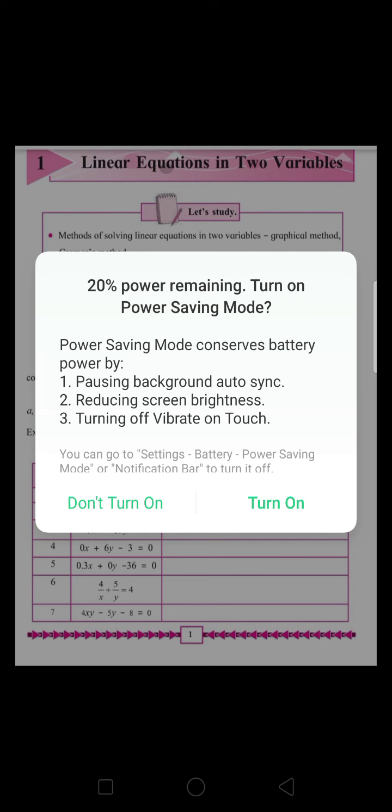Now see the last example, example number 7. The equation has 5y minus 8 is equal to 0. Is this a linear equation in two variables? No. Why? See the first term, 4xy. 4 x to the power 1, y to the power 1. 1 plus 1 is equal to 2. Means the degree of the first term becomes 2. That's why this is not a linear equation in two variables. So your answer is also no.